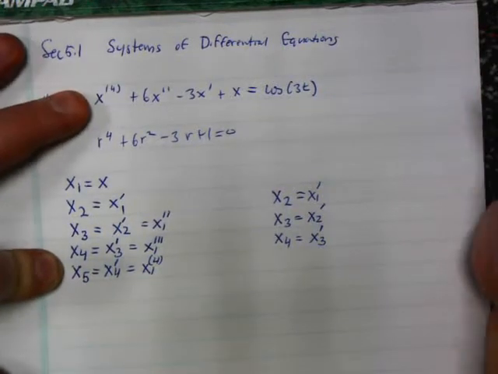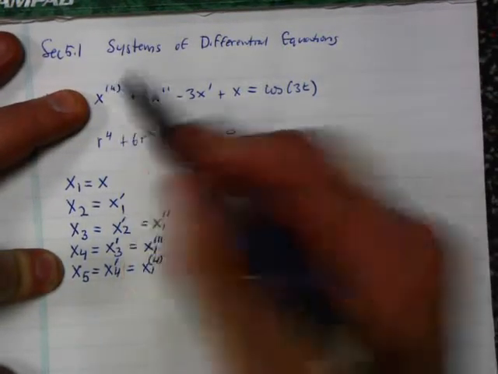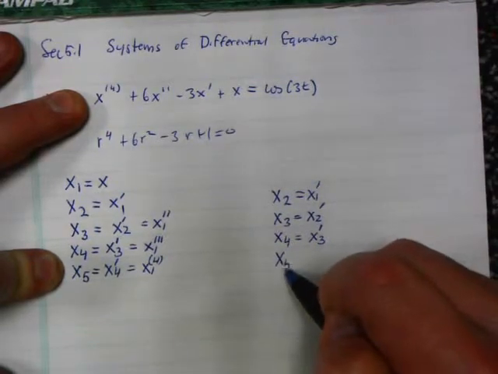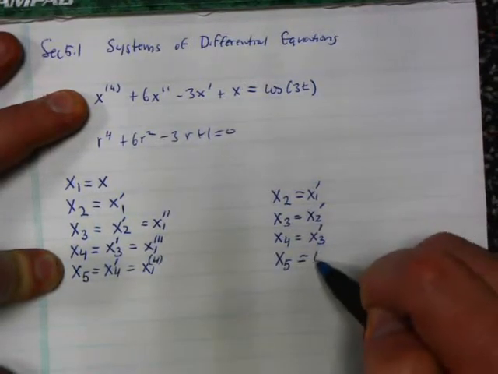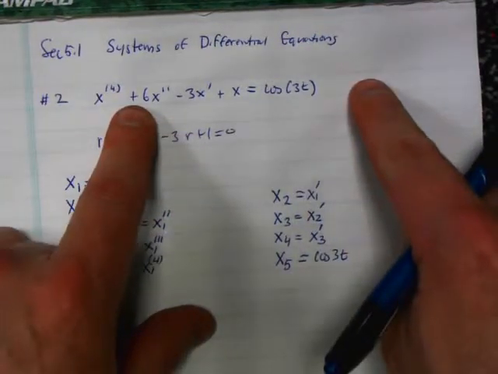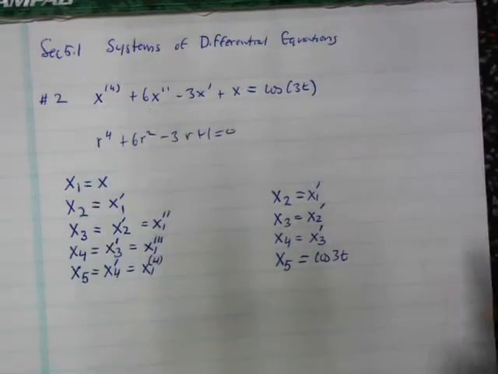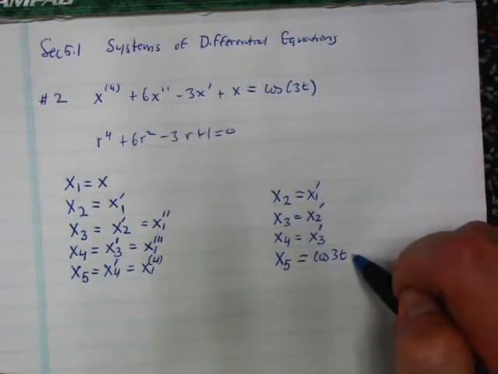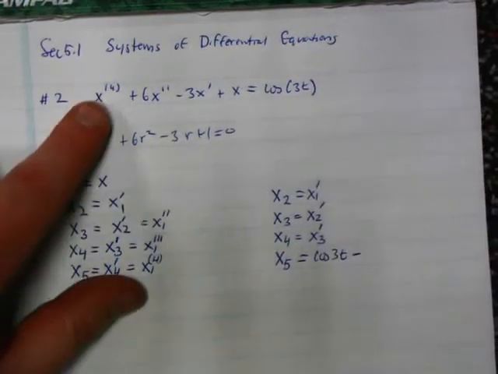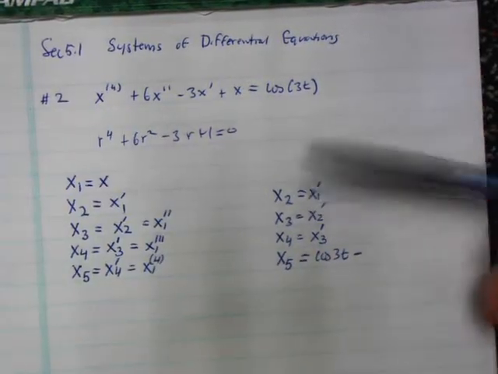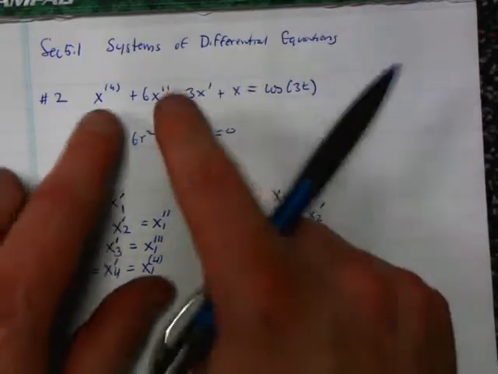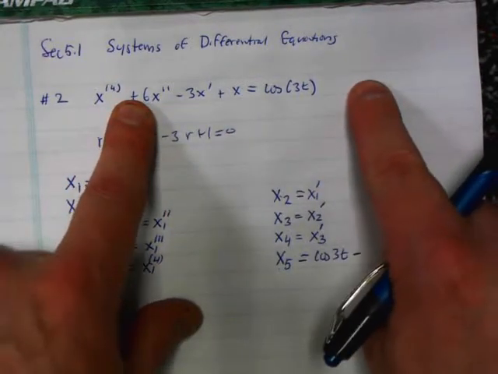and then what I want to do is I want to have this x to the fourth all by itself. What's this x to the 4 all by itself? x5 is going to equal, I'm going to have cosine 3t, and I'm going to move this 6x double prime over. Wait, why is x5 equals cosine 3t? I'm not done yet. I want to get this one by itself, so I want to have them look all the same, x2, x3, x4, x5. Okay. So what do I get when I move 6x double prime over?